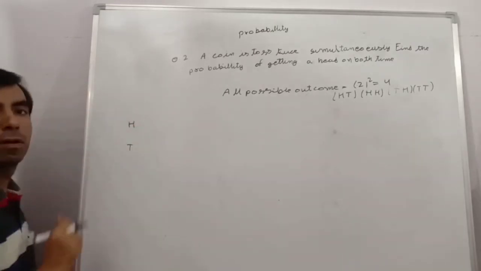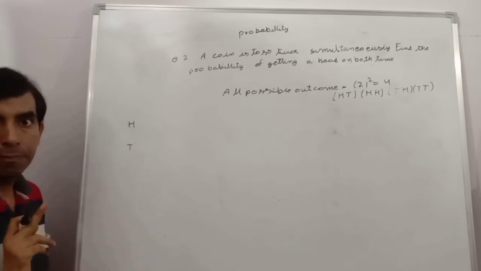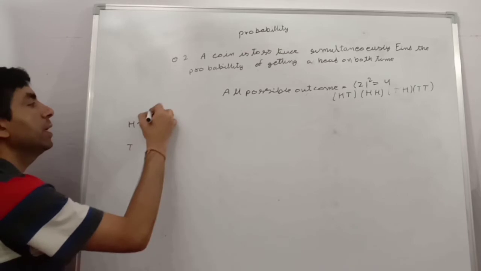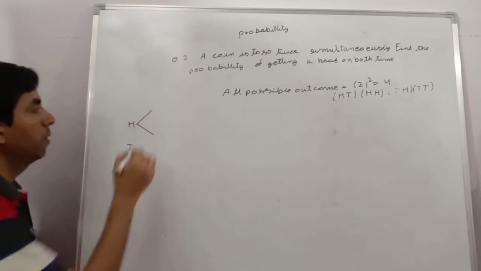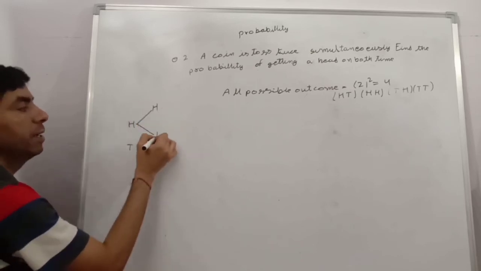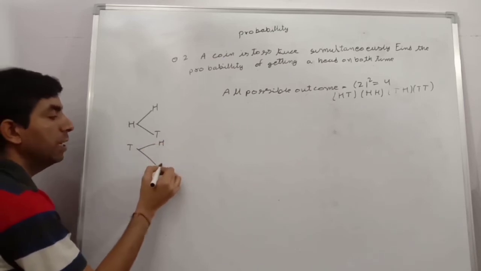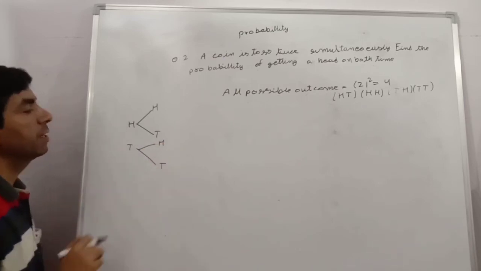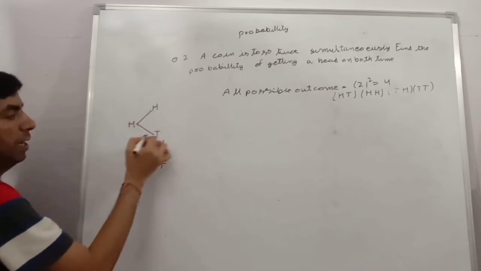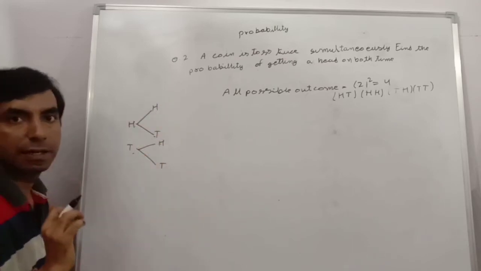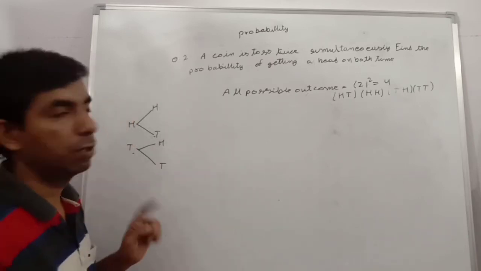Head, tail. We have two possibilities the first time, head and tail. The second time, we again have two possibilities. The second time we throw a coin, we have two possibilities, head, tail. For tail, again two possibilities, head, tail. Then we get all possible outcomes: head head, head tail, tail head, tail tail. So by this method we can easily calculate all possible outcomes.